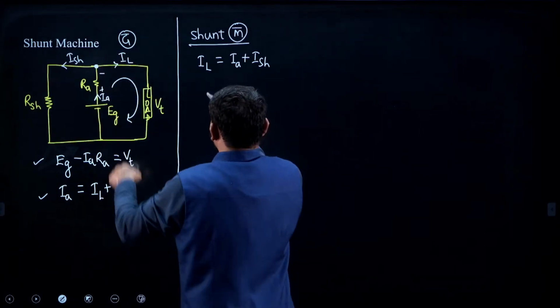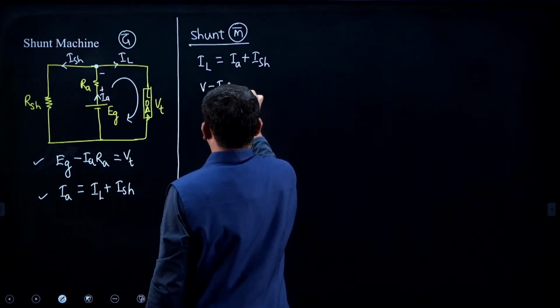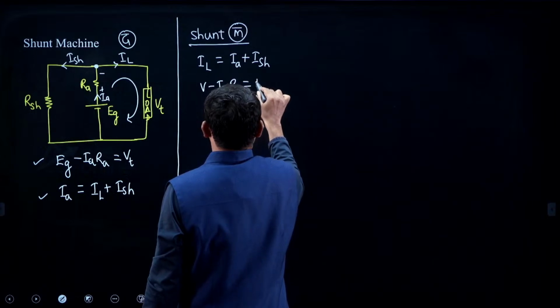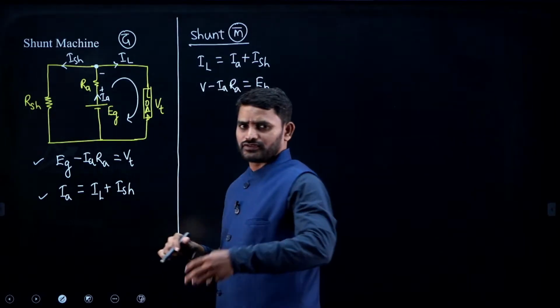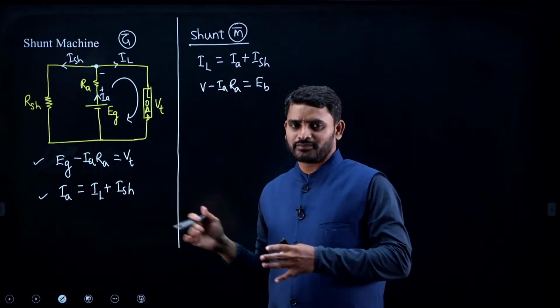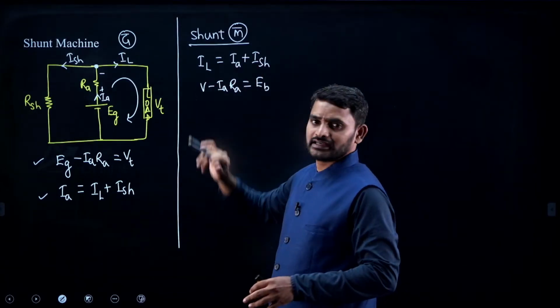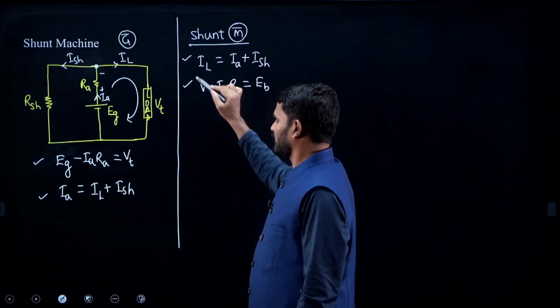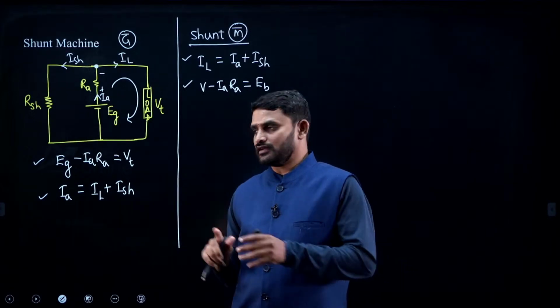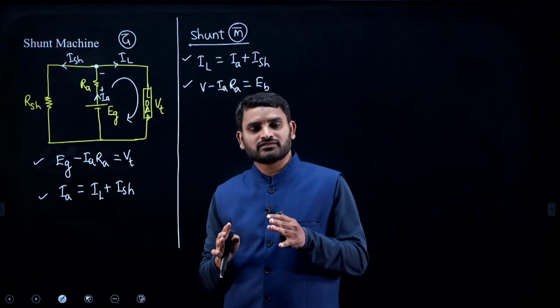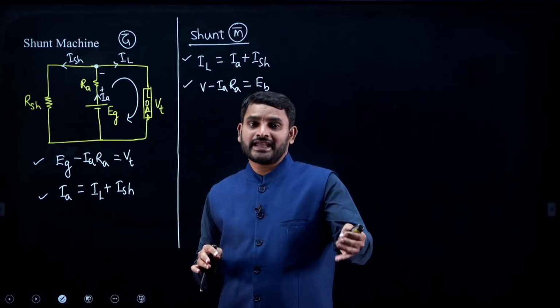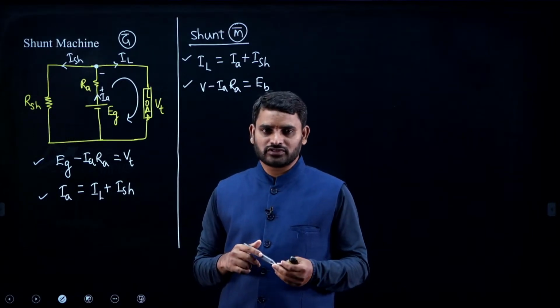Now, what about the KVL equation? V minus IA RA is equal to the back EMF. Of course, if you want to represent brush drop, you can represent brush drop also. So, these are the motor current and voltage equations. Now, they will ask questions on either this, or otherwise they will ask questions on characteristics of generators or motors.